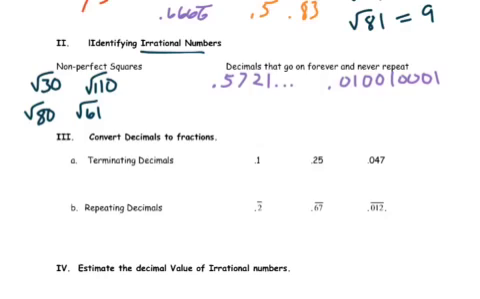And again, probably one of the most famous irrational symbols, one of the more famous mathematical symbols out there is pi. Pi is irrational because it goes on and on forever without repeating.